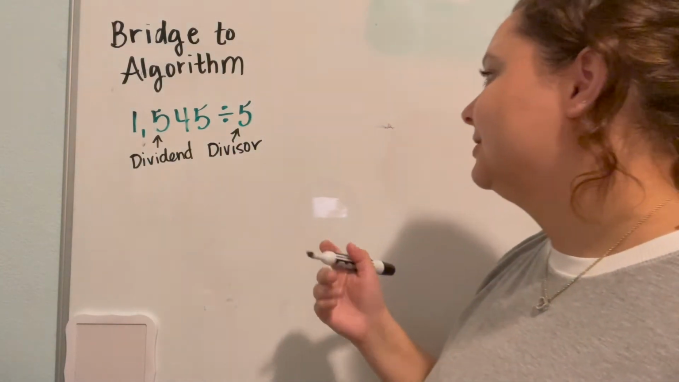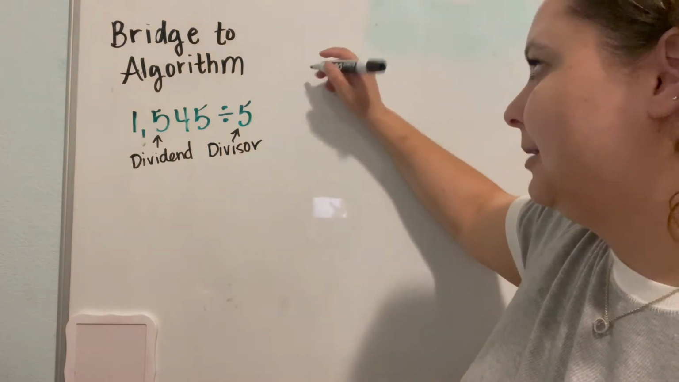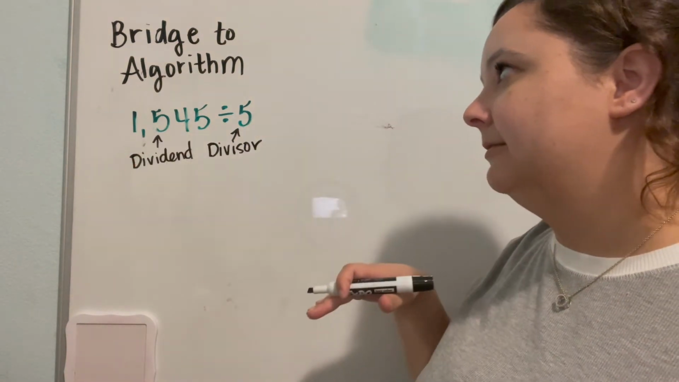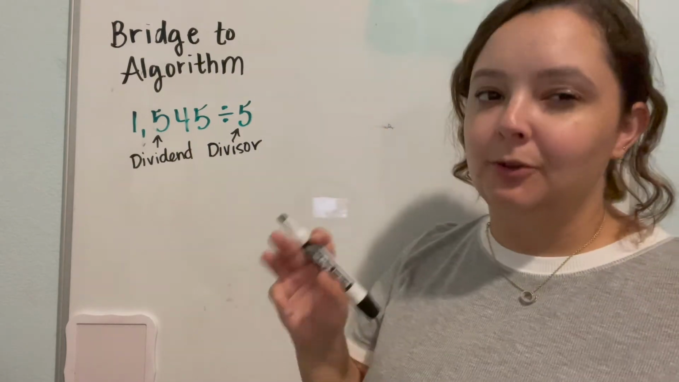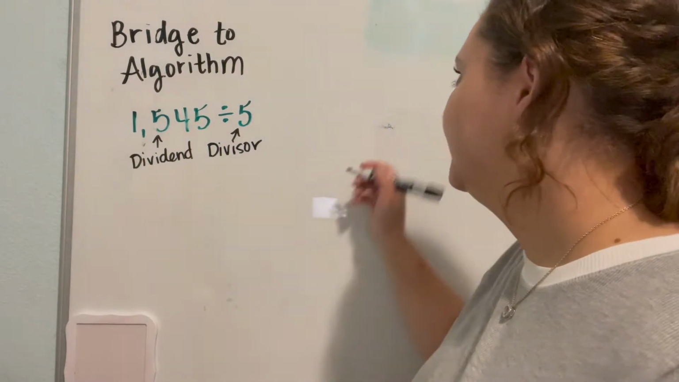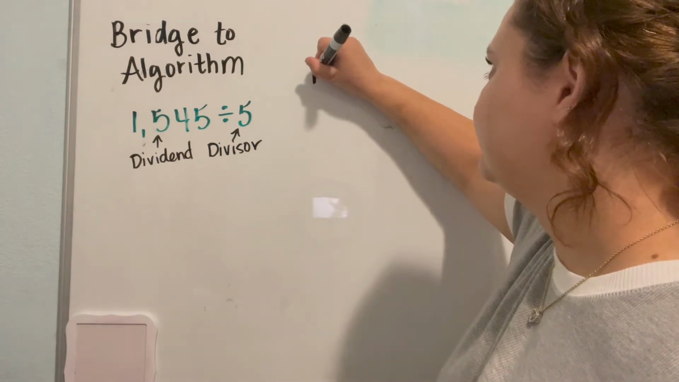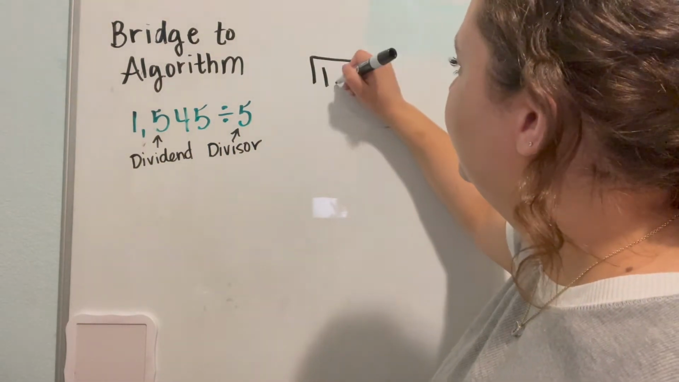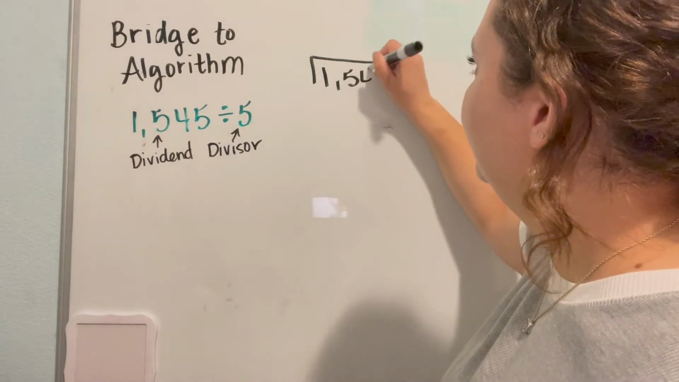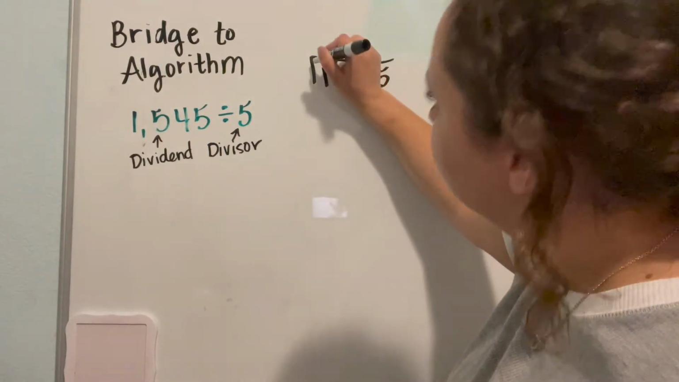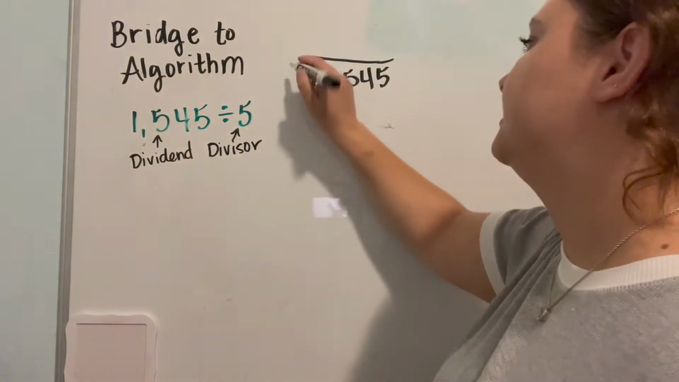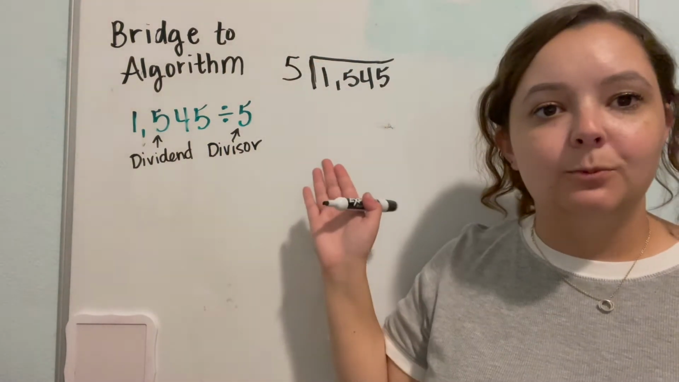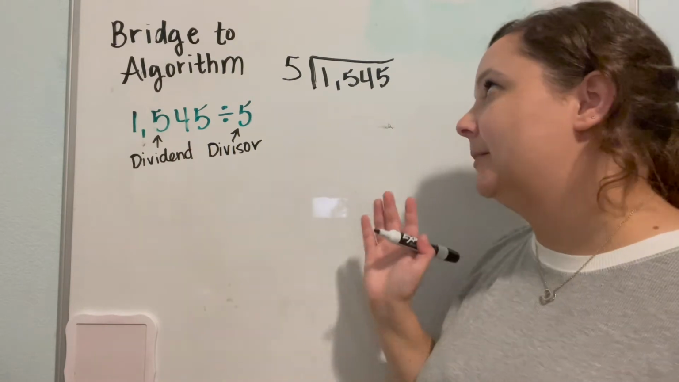So what we're going to do first is we want to set up our problem, which is 1,545 divided by 5. We want to set it up in what looks like long division format. So we have 1,545 divided by 5. And this is set up once again in what looks like regular long division format.